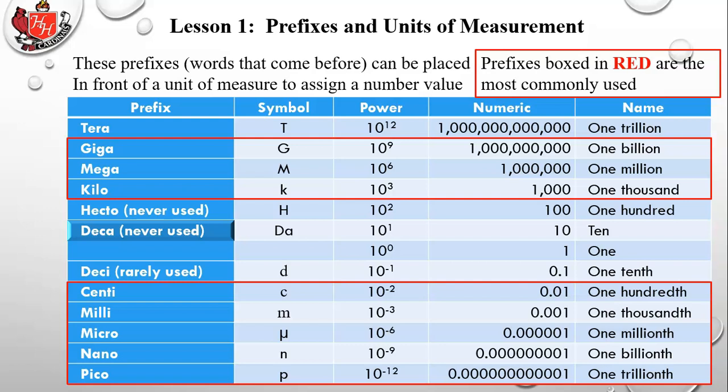Then down below you see centi, which is 1/100th. That's 10 to the minus 2 power. Milli is 1/1000th. That's 10 to the minus 3 power. Micro is 1/1,000,000th. That's 10 to the minus 6. Nano is 1/1,000,000,000th. 10 to the minus 9th. And pico is 10 to the minus 12th, and that's 1/1,000,000,000,000th.